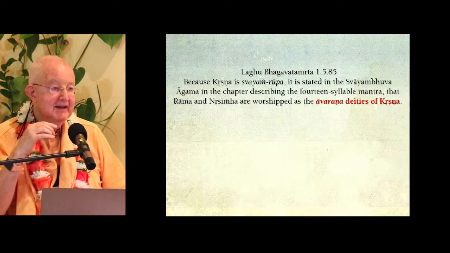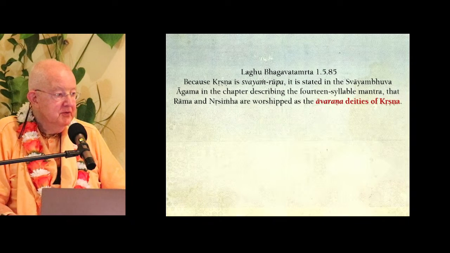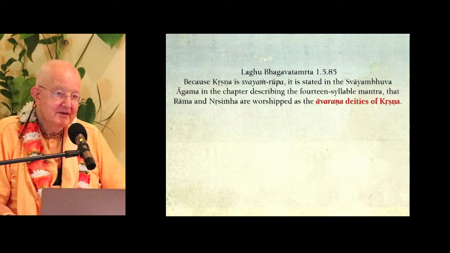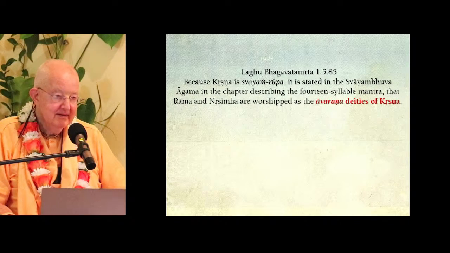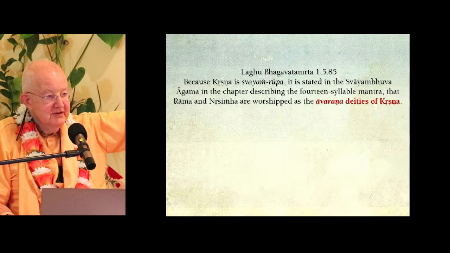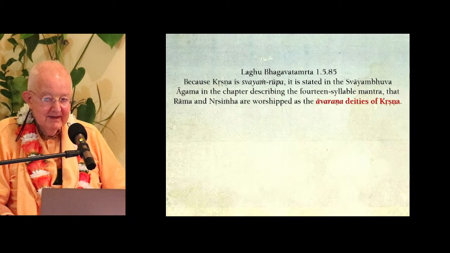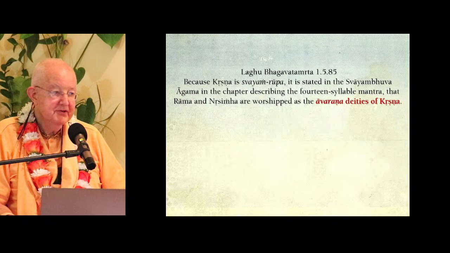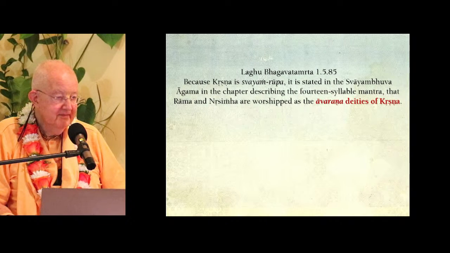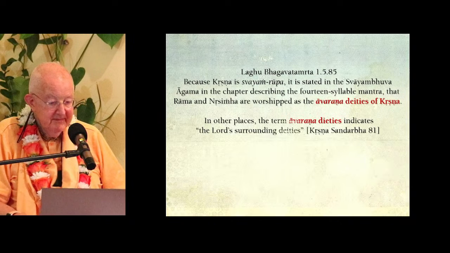So this is just to share a little bit, what does this term Avarana mean? Because Minda and Dvivida, in Ayodhya, in the spiritual realm, they're Avarana deities. So Rama and Nrsimha are identified as Avarana deities of Krishna. They're expansions. Krishna is Swayam Rupa, and they're Avarana expansions or deities of Krishna.